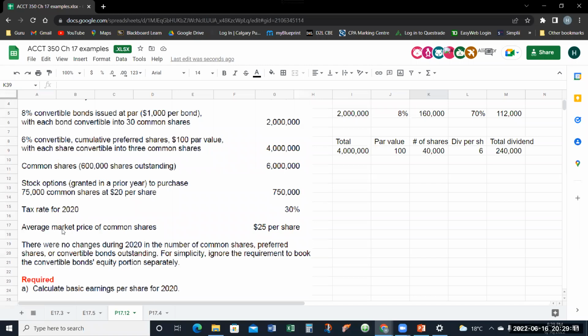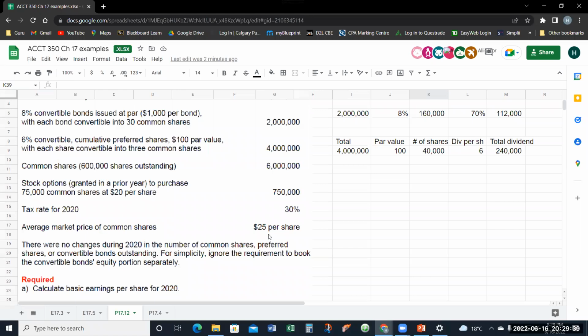In other questions, they'll confuse us. They'll say average price, so many dollars. The market price at the end of the year was so many dollars. Now, if you're not very sure, you'll get confused and you might end up picking the wrong number. To determine if the stock options are in the money, you want to compare the exercise price to the average market price, please. Average price. Average price is $25. So are the options in the money?